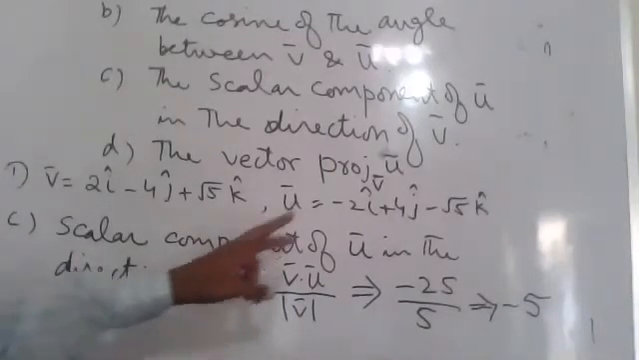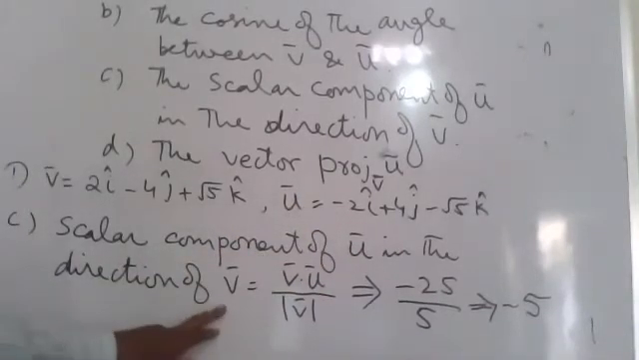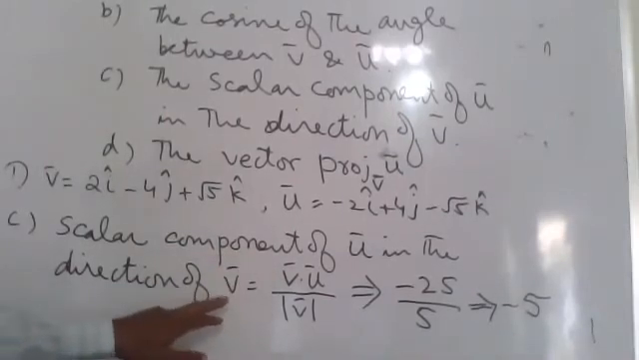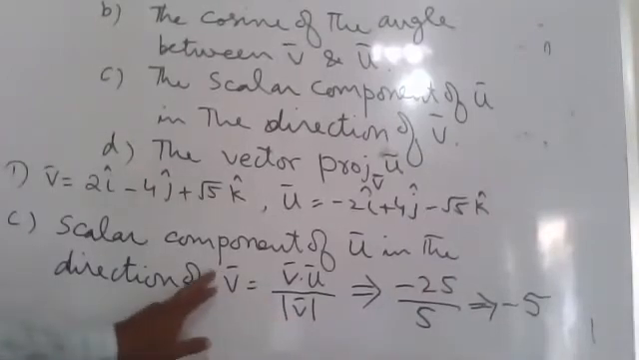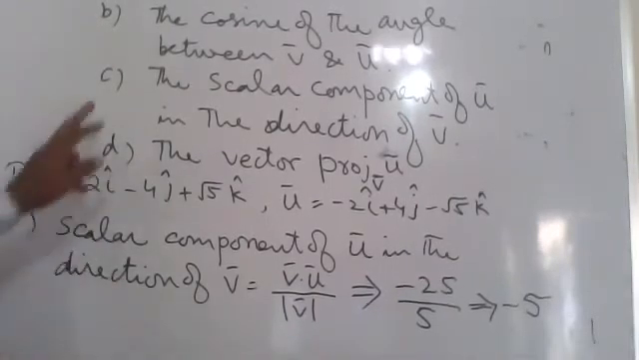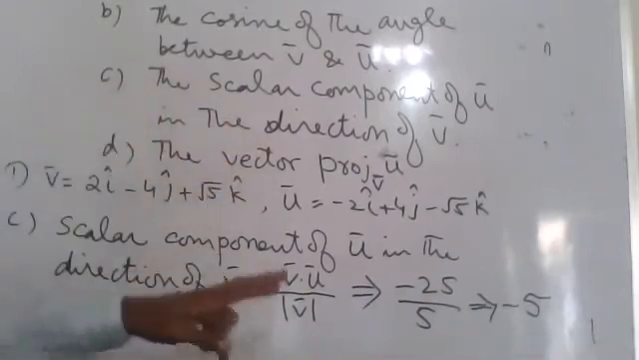So for the scalar component of U in the direction of V, we take the dot product divided by the magnitude of V. In the direction of V, magnitude of V. In the direction of U, magnitude of U. So we divide by the magnitude whose direction is to be found. So in the C part, the answer is minus 5.